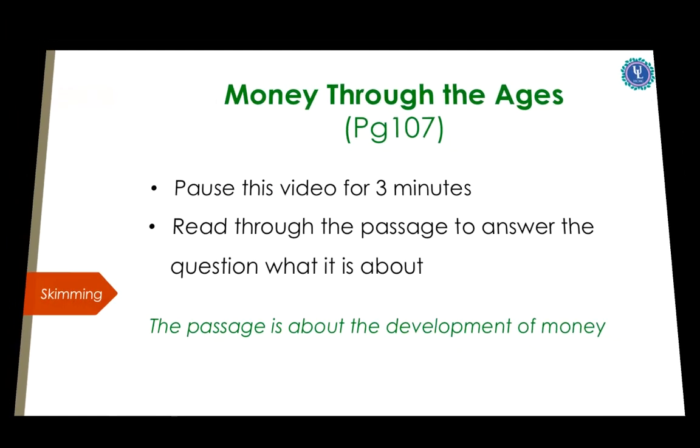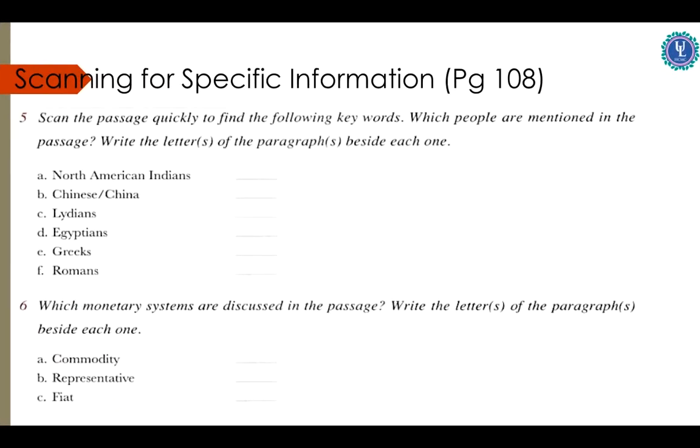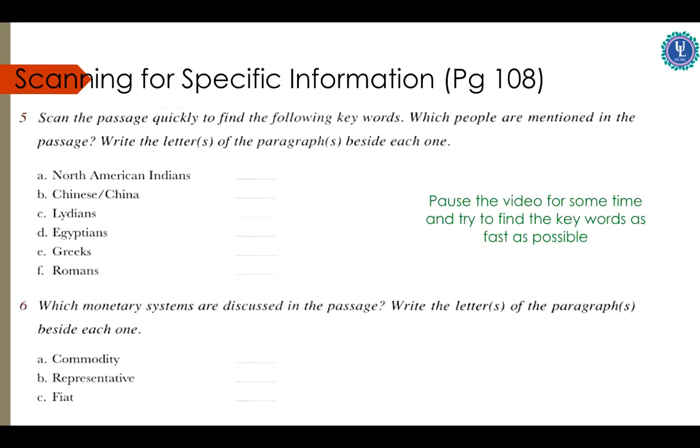Okay, the next skill is to scan for specific information. This is a key skill for you to deal with the IELTS reading section productively. Now let's find the keywords. Write the letters of the paragraphs beside each one. Then you do the same thing with exercise 6, but the keywords this time are monetary systems. Now let's pause the video for some time and try to find the keywords as fast as possible.